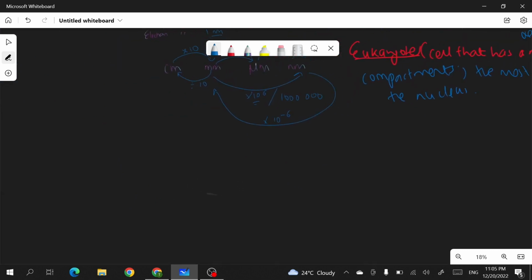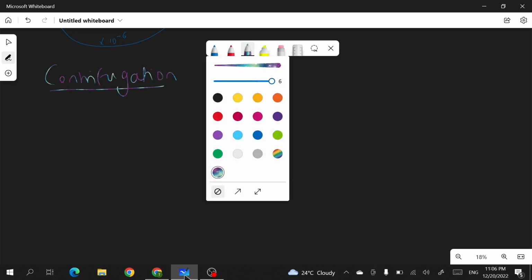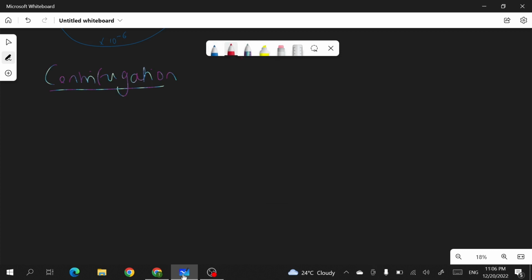And we have the centrifuge. In MCQs you often get centrifugation, which you need to know. So you have to remember the organelles.